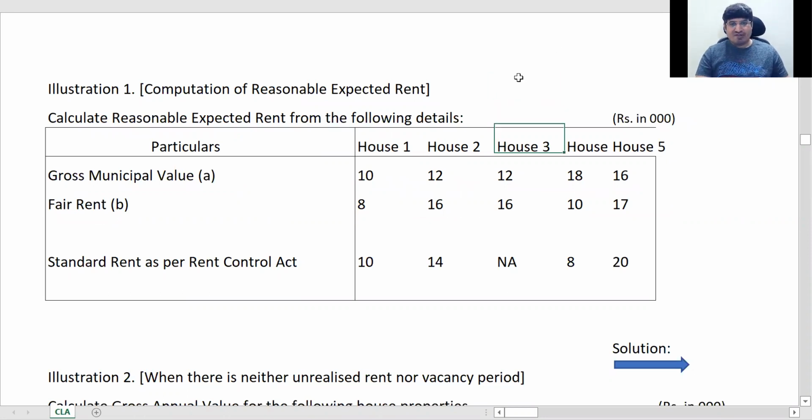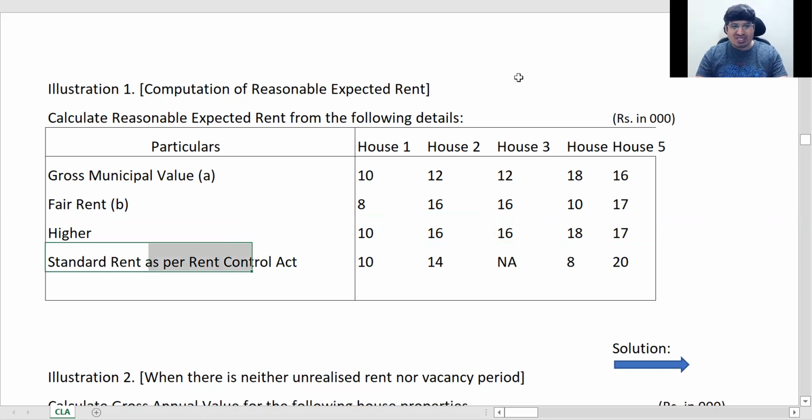Sir, in house one, RER will be 10,000. Okay. In house two, it will be 14,000. You only have to see these two first, the higher of these two. This is 10,000, this is 16,000. Then 16, 18, 17. Now you have this higher.